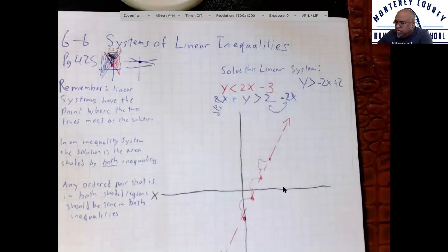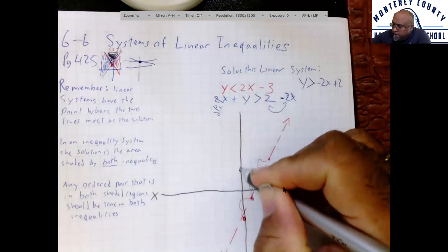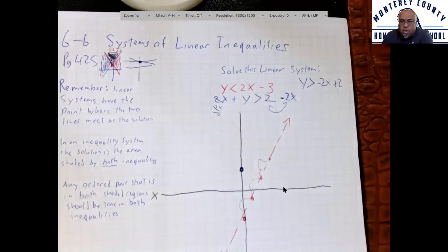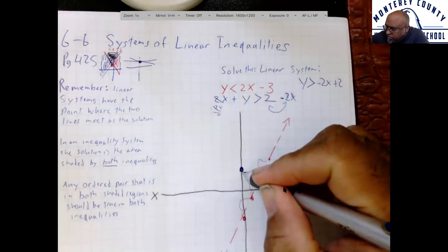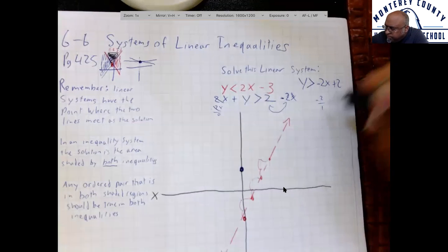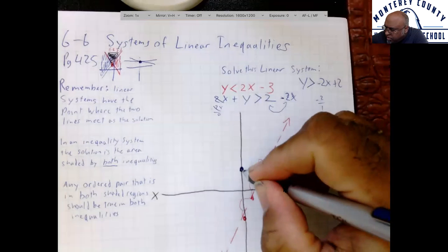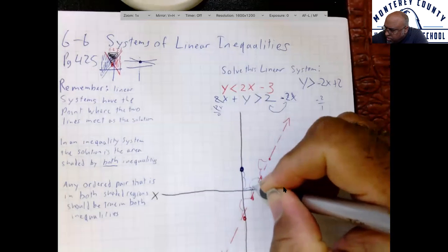So plus 2 is my starting point for the blue line. Okay, now negative 2 means that my slope is downward. So negative 2 would be negative 2 over 1. So I go down 1, 2 over 1.